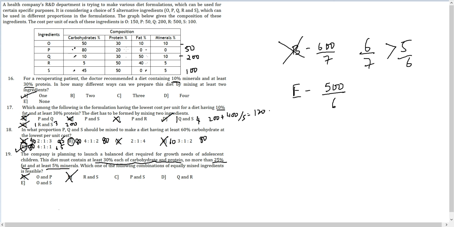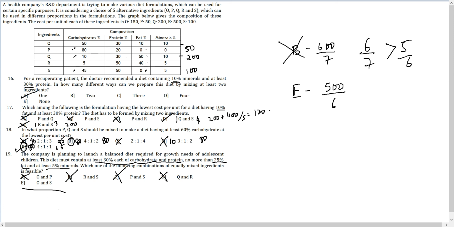P and S. Carbohydrates is fine, protein is also fine, 35. Fat is also fine, it had to be lower than or equal to 25, but minerals is not fine, it would be 2.5% mineral, so P and S is also cancelled. Let's look at Q and R. Carbohydrate will be lower than 30% itself, so this is also cancelled. All options have become cancelled, so by extension E should be the answer.